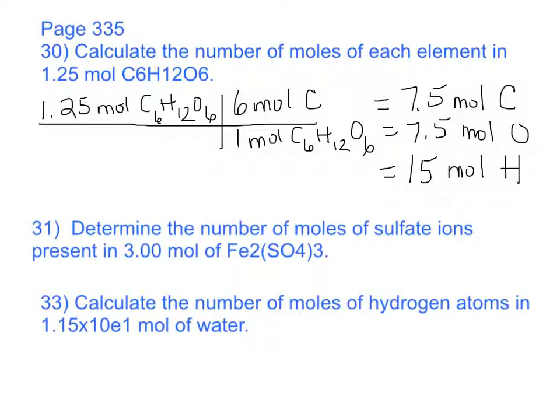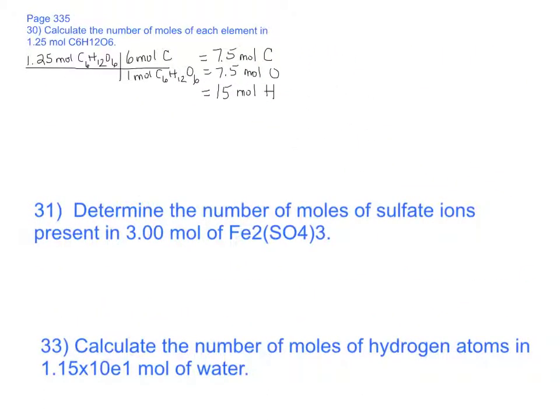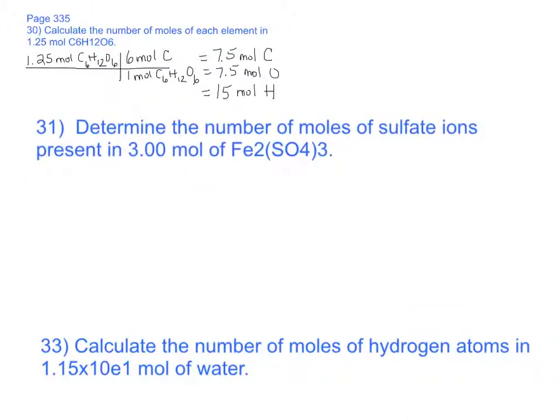All right, moving right along, we have problem 31. I'm going to make that a little smaller. Here we go. Determine the number of moles of sulfate ions present in 3 moles of Fe2(SO4)3, which, for those of you that don't remember, is iron(III) sulfate. And we want to know how many moles of sulfate ions there are.